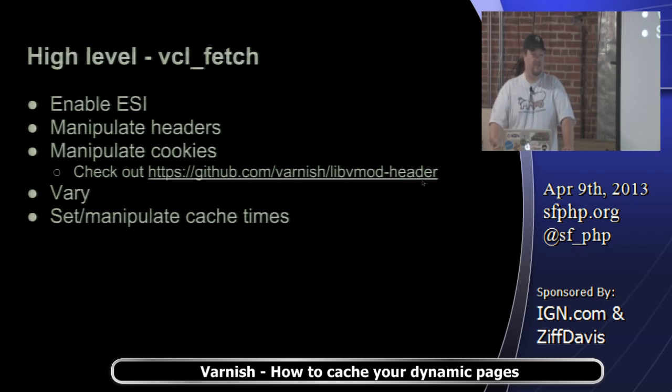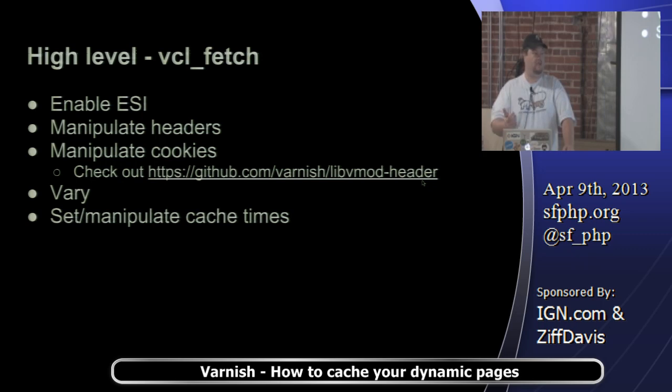This is where you can set your vary for the cache. So it may be vary on user agent, maybe vary on the encoding type. Maybe it's a vary on some sort of region header you've set, some sort of cookie value. You can define those. And this is where you can manipulate or set cache times if you didn't get a cache time back from the back end.